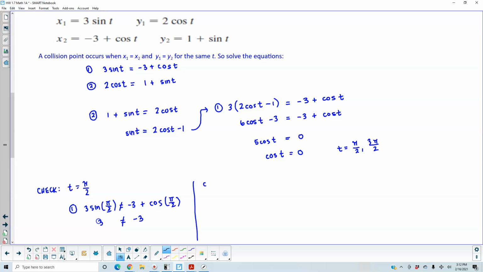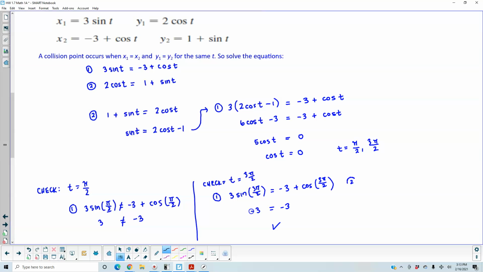Now, if we check when t is equal to 3 pi over 2. So the first one, we have 3 times the sine of 3 pi over 2. And does that equal negative 3 plus the cosine of 3 pi over 2? We know that the sine of 3 pi over 2 is negative 1 times 3 is negative 3. We know the cosine of 3 pi over 2 is 0. So therefore we have negative 3, so it checks for that one.